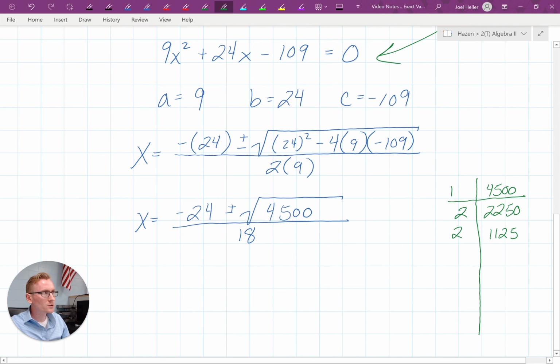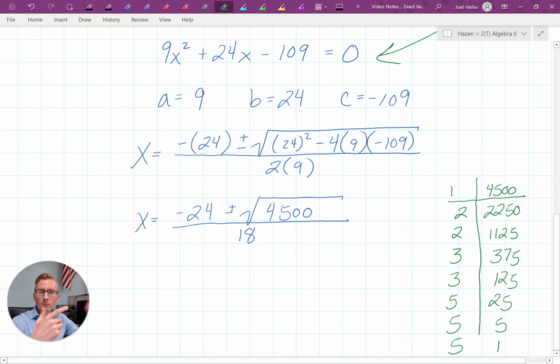1125 is no longer divisible by 2, but it is divisible by 3. So I'll put a 3 over here. That's 375. That's divisible by 3 again. It's going to be 3 and 125. That's no longer divisible by 3, but it is divisible by 5, which is 25. And then 25 is divisible by 5 again. And one more 5. There. So now that I have the prime factorization, that's going to be 2 squared times 3 squared times 5 cubed.